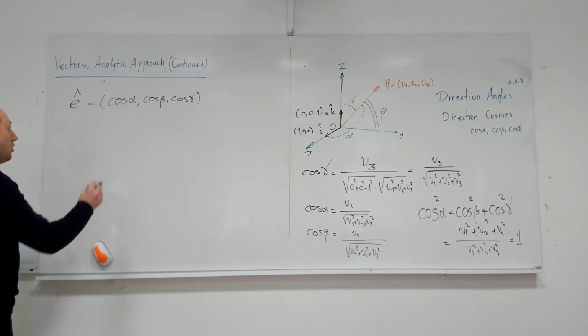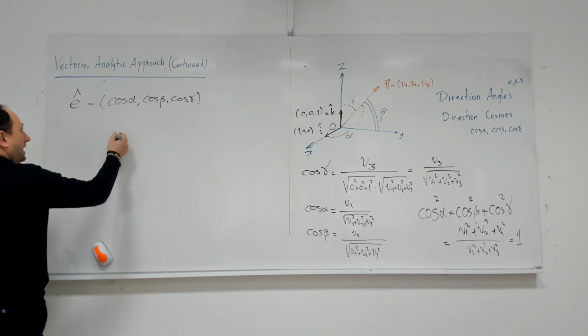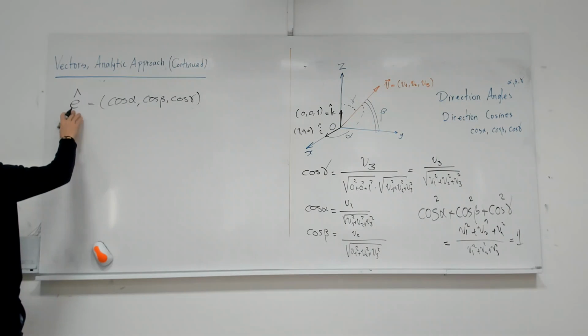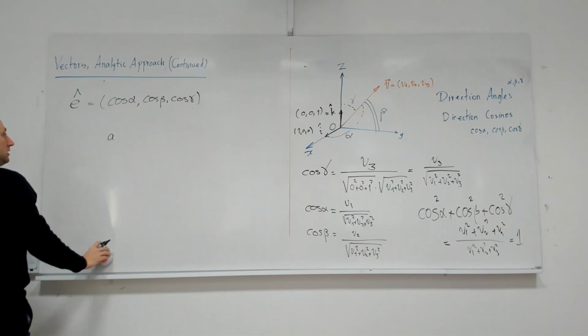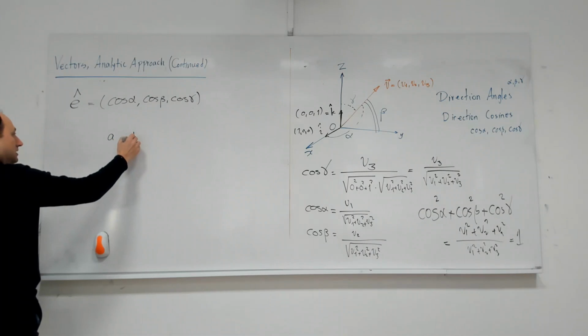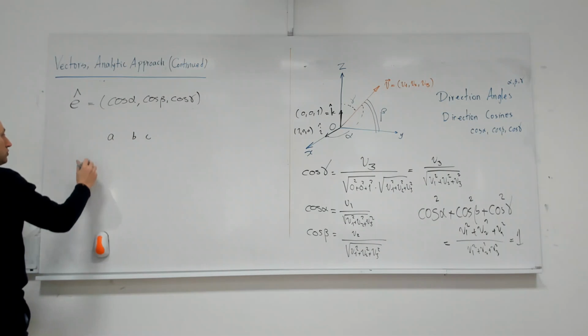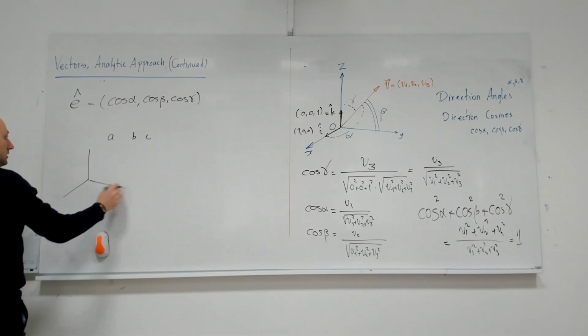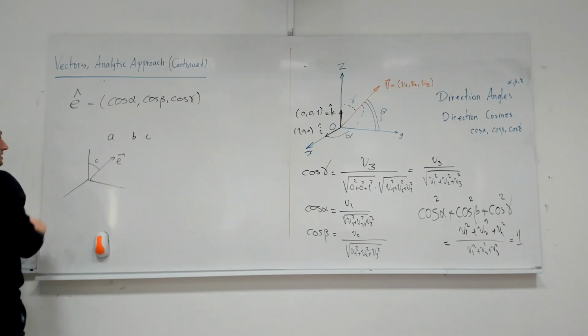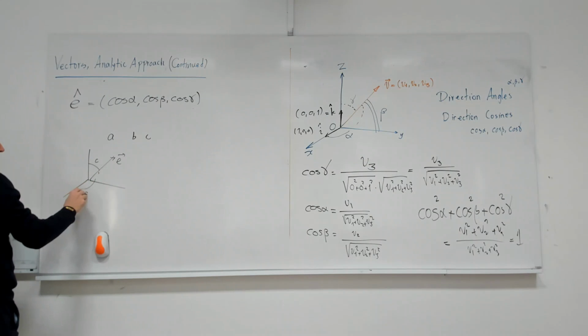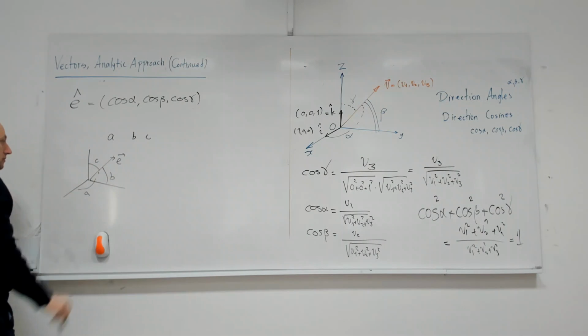Let me call the direction angles of this vector A, B, and C. Okay, let us use A, B, and C. Assume that this is a vector. When I draw this vector E, assume that this angle is C, this angle is A, and this angle is B.